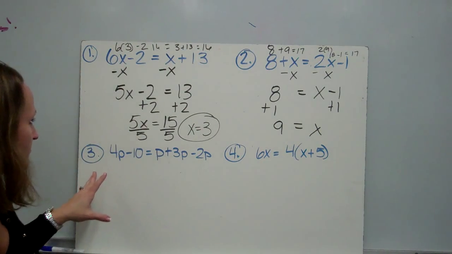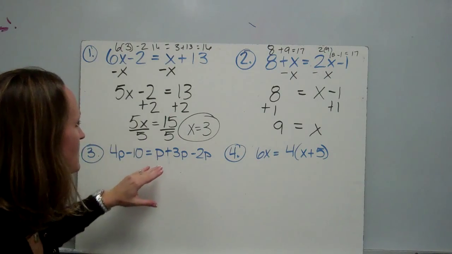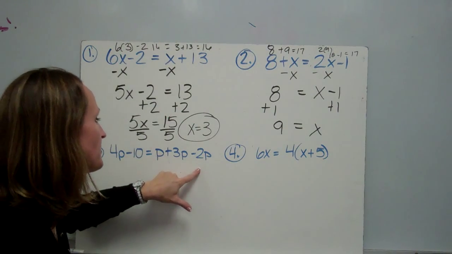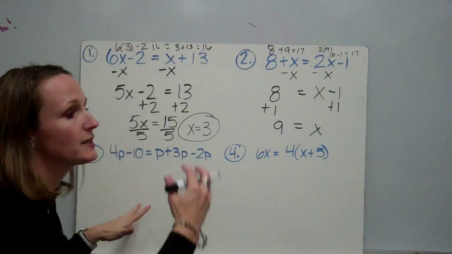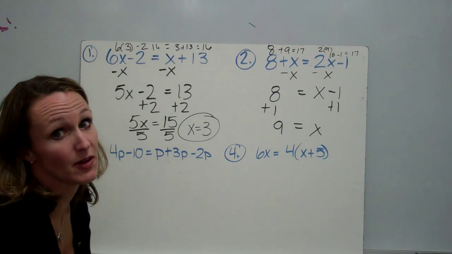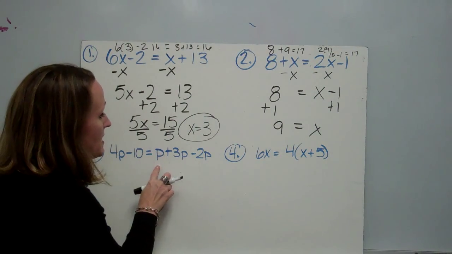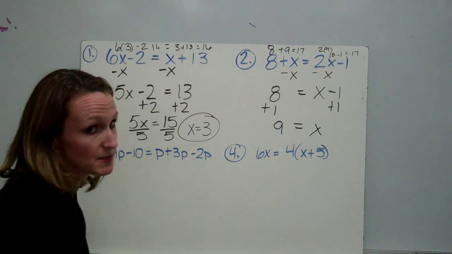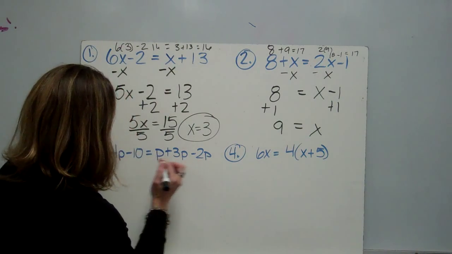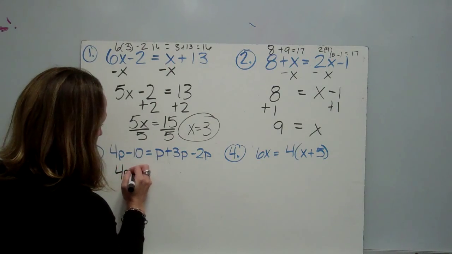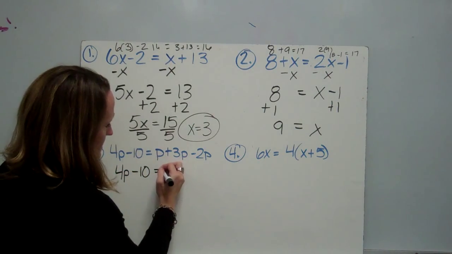Alright, so let's get a little more complicated. Those were easy. 4p minus 10 on this side. Over here, p plus 3p minus 2p. So before I can start moving variables back and forth, I've got to combine some like terms. So p plus 3p, that's 4p, minus 2p, that's 2p. So now I'm going to rewrite my equation like this.